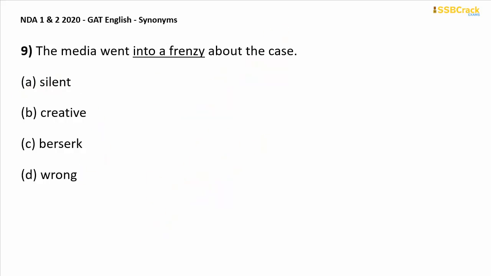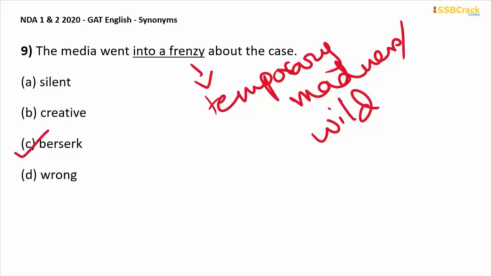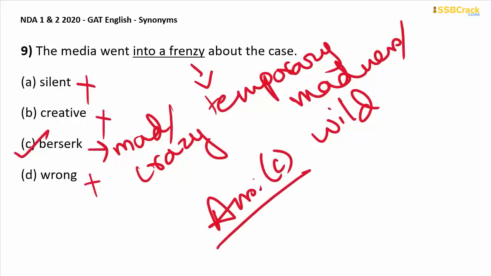The next question. The media went into a frenzy about the case. Now frenzy means temporary madness, or something which is wild and cannot be controlled. So the media went wild, went crazy about the case. So here you have a synonym of crazy or wild, and that is berserk. Okay, not silent, creative, or wrong, but berserk. Berserk means mad, crazy, or insane. So therefore, your answer is option C. Okay, berserk is a synonym of frenzy.